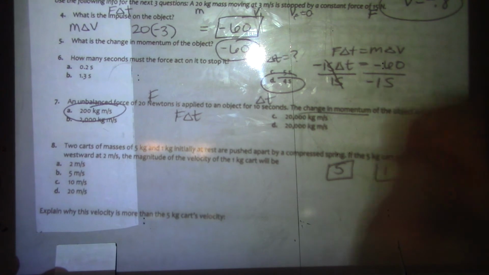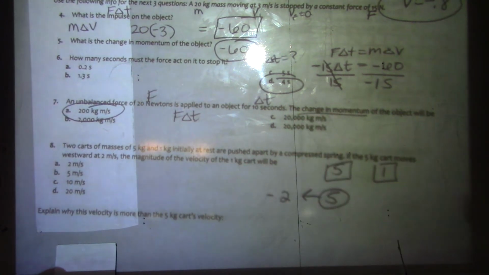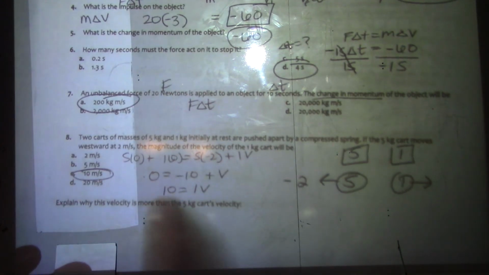2 carts of mass 5 and 1 are initially at rest and pushed apart. If the 5, so let's just draw this. If the 5 then moves westward, so I'm going to make that negative 2, then what's the velocity of this guy? So we've got 5 times 0 plus 1 times 0 equals 5 times negative 2 plus 1v. So we've got 0 equals negative 10 plus v. Add the 10 over, that gives me 1v, which is just v. Dividing by 1, you get the same number.